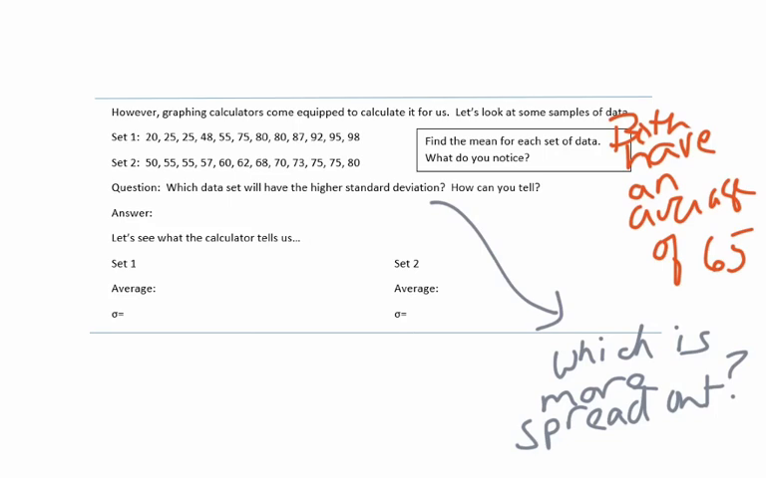All right, and I hope that you actually did pause the video there. So what you should have answered is that set 1 is the one with the higher standard deviation because the numbers are more spread out. So you actually just kind of kick it back to the definition. So how do you know that? Because the numbers are more spread out. Take a look at them.